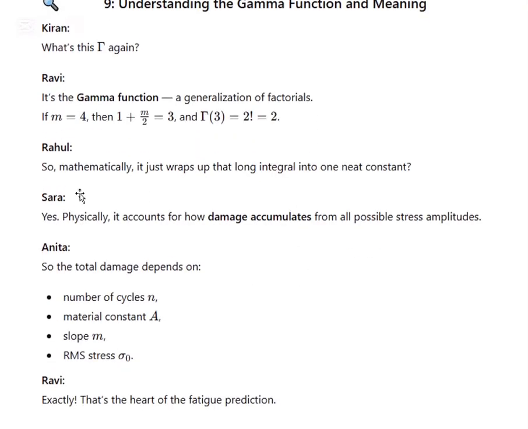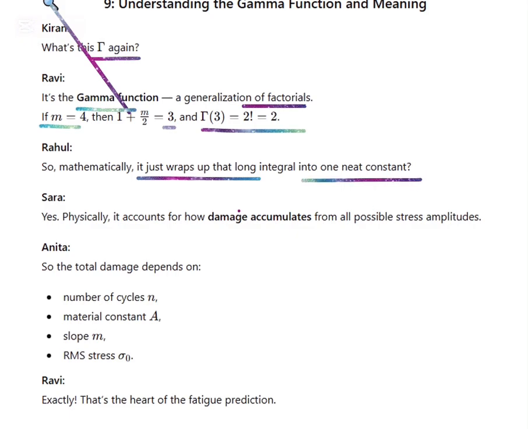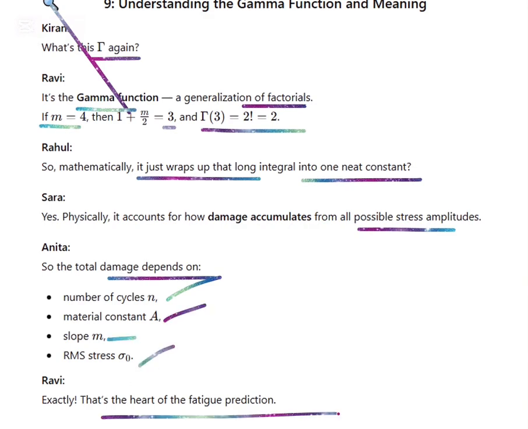Understanding the gamma function meaning. What is this gamma function? It's a generalization of factorials. If m equals 4, then gamma of 1 plus m by 2 is gamma 3, which is 2 factorial, 2. So mathematically it just wraps up that long integral into one neat constant. Physically it accounts for how damage accumulates for all possible stress amplitudes. So the total damage depends on the number of cycles, material constant, slope, and the stress RMS value. Exactly, that's the heart of the fatigue prediction.